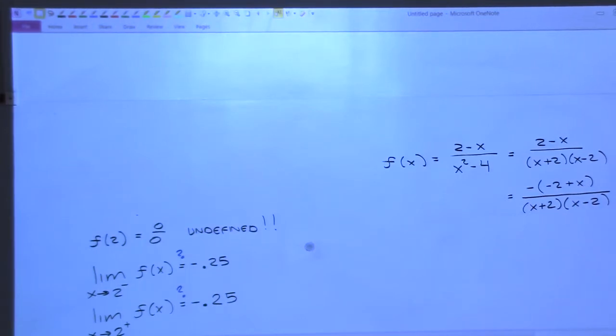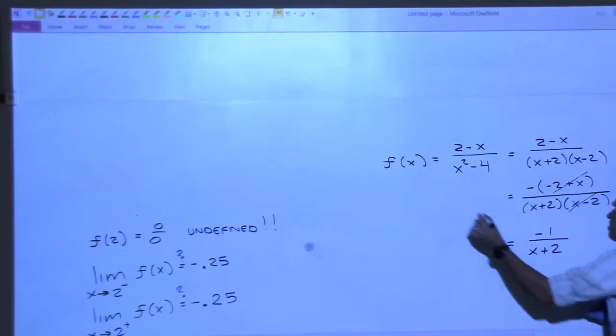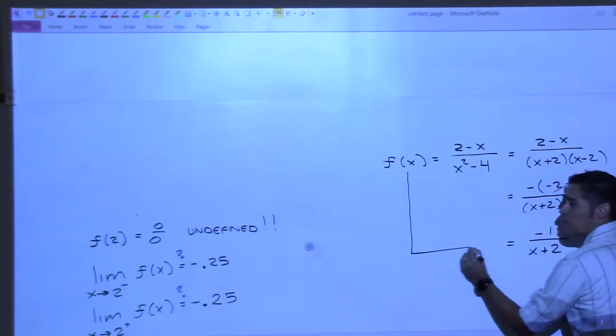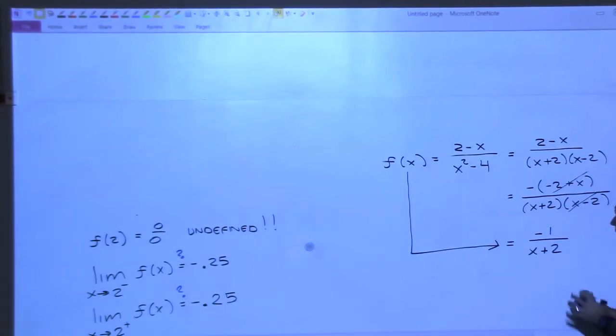Okay, so am I allowed to now cancel these? Yes? Y'all agree with that? I can cancel that? Okay, which leaves me with what? Negative 1 over x plus 2. So we're saying that after some algebra, this function is actually equivalent to this function.